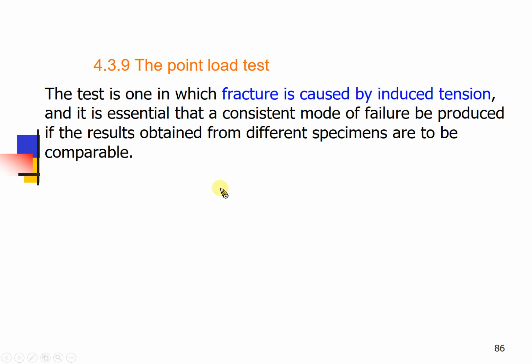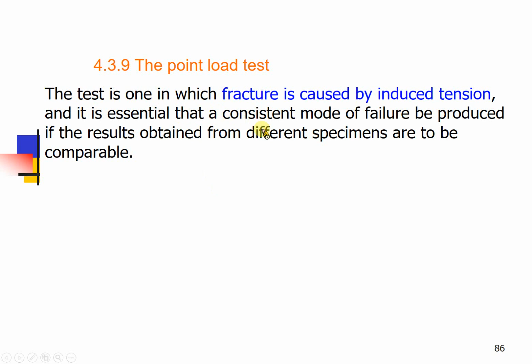We will use a disc and apply a point load on the disc, and the disc will break into two pieces. Then we can measure the tensile strength of rock. I will show you later. The point load test will be the same. The point load test will make the rock fail by tensile strength.